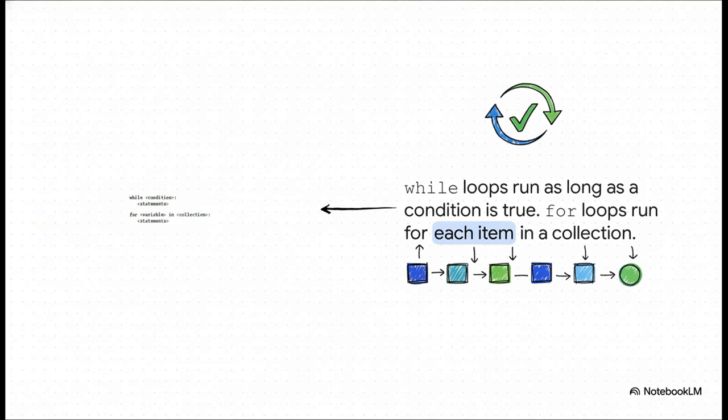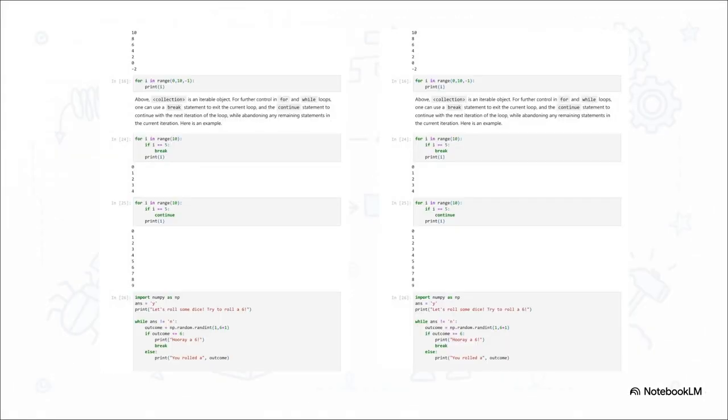A while loop will just keep repeating a block of code over and over as long as a certain condition stays true. A for loop, on the other hand, is for when you have a collection of items and you want to do something to every single item in that collection one by one. And you have control over these loops too. Think of the break statement like an emergency exit. It just stops the loop immediately, right in its tracks, no questions asked. The continue statement is a little different. It doesn't stop the whole loop. It just tells the program to skip the rest of this one cycle and jump straight to the beginning of the next one.